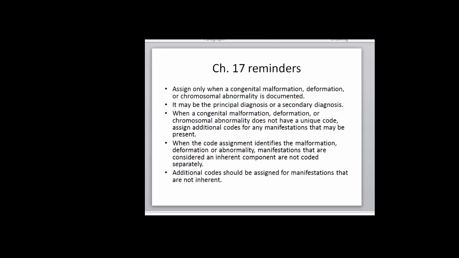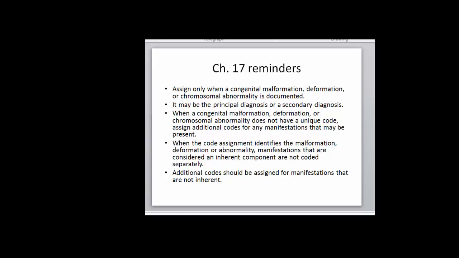Now for a couple reminders for Chapter 17. We're only going to assign Chapter 17 codes when there is documented evidence of a congenital malformation, deformation, or a chromosomal abnormality. Chapter 17 codes can be principal or secondary depending on the circumstances of the admission.